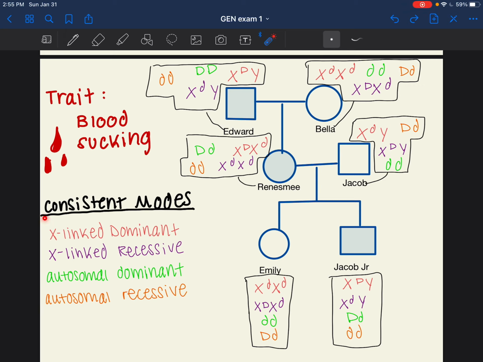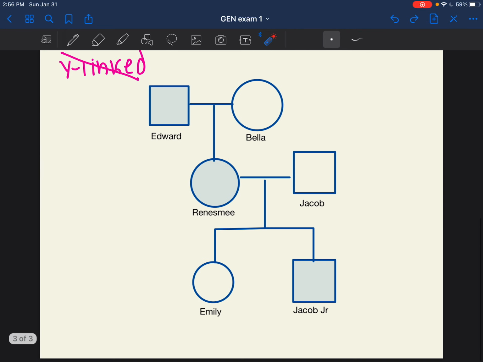Over here are the modes that are consistent with this pedigree: X-linked dominant, X-linked recessive, autosomal dominant, and autosomal recessive. And these are color coordinated with the possible genotypes next to each individual. For example, all of the pink genotypes coordinate with the X-linked dominant mode, and the green coordinates with autosomal dominant, shown here, for example. And the only mode that is not consistent with this pedigree is the Y-linked mode.